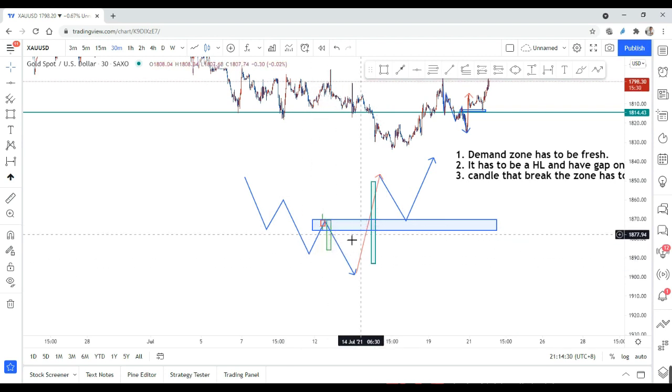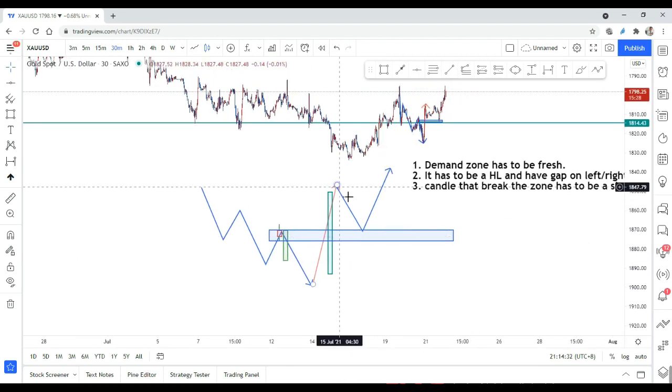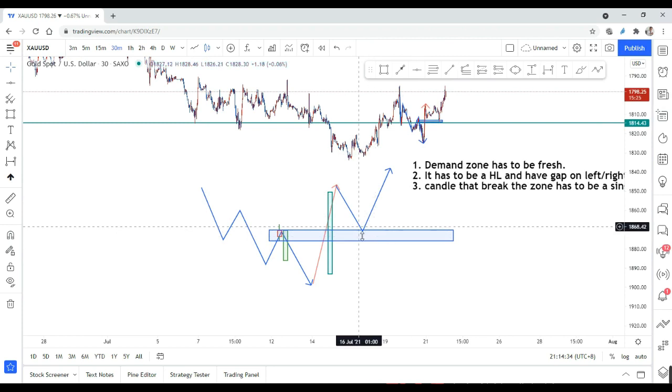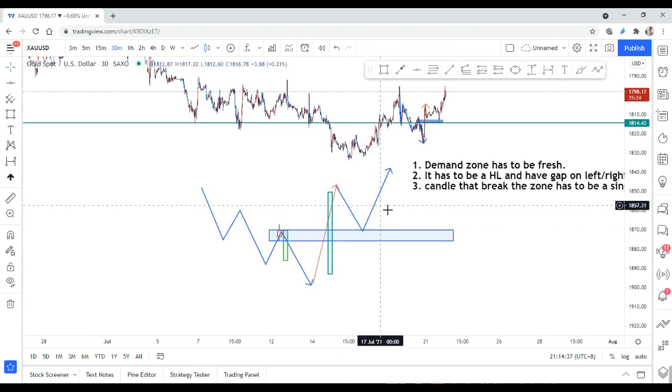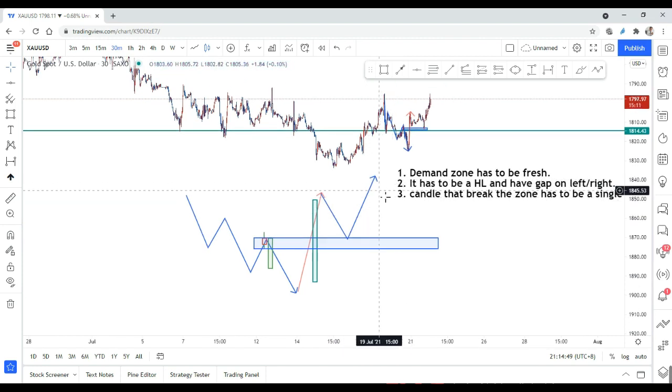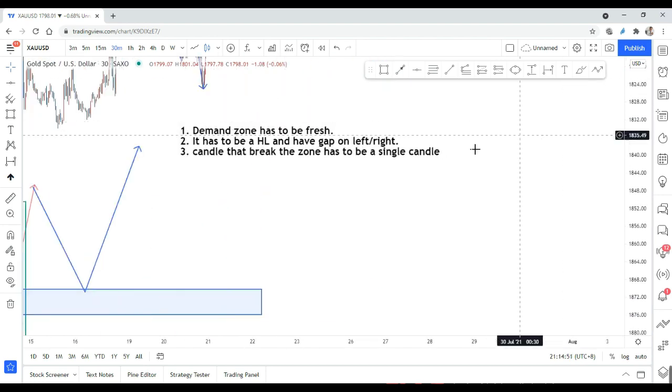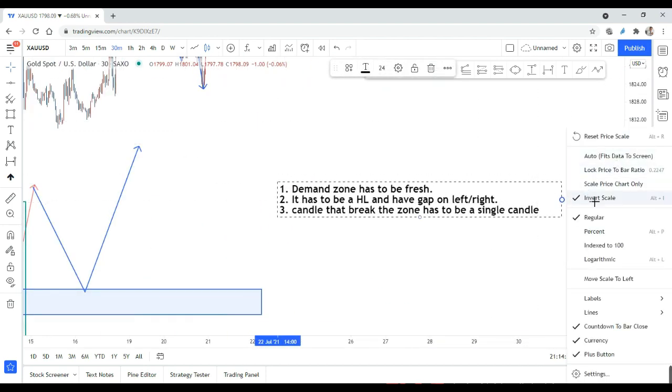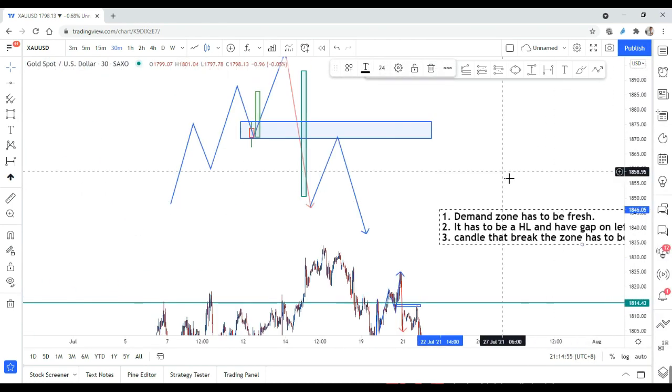You mark it as if it's a demand zone. The price likely will come back to this area, retest, and then what happens next is that it will rise. It will go bullish, all the way bullish, right?